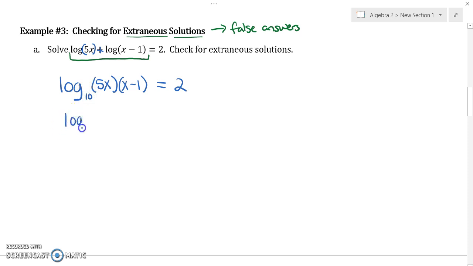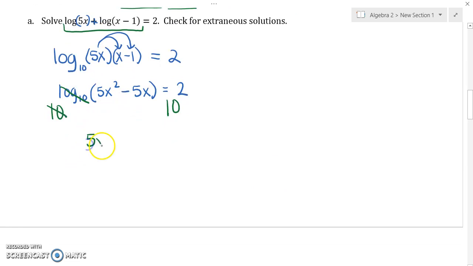So we have log base 10, and I'm going to go ahead and distribute that 5x to the x and the 1. So I get 5x squared minus 5x equals 2. And then my job is to get rid of the log, base 10, by exponentiating on both sides but with a base 10. So I do base 10. And the left side cancels out, and we are left with 5x squared minus 5x equals 10 squared, which is 100. Now, I noticed the quadratic, so right away, my initial response is to get one side equal to 0. So I'm going to go ahead and move the 100 to the other side by subtracting it.